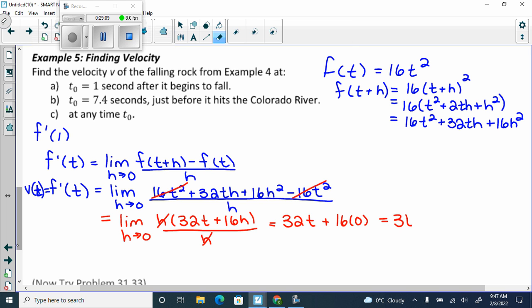And what do I want? 1. So I'm going to go up here and do 32 times 1. So I get 32 what? Feet per second.